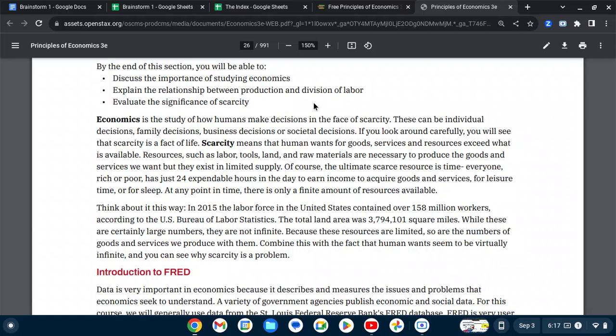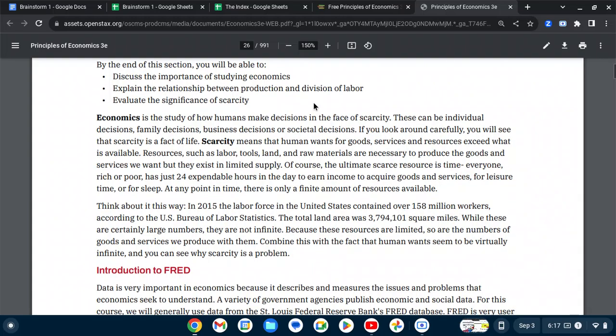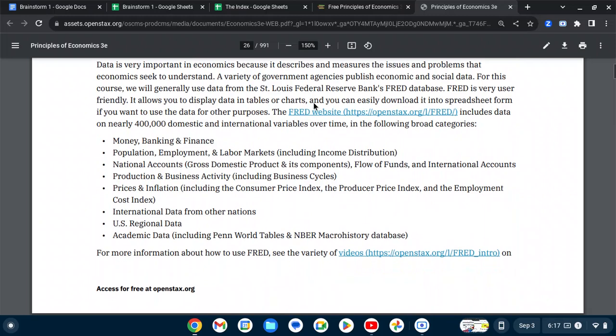Bureau of Labor Statistics. The total land area was 3.8 million square miles. While these are certainly large numbers, they are not infinite. Because these resources are limited, so are the numbers of goods and services we produce with them. Combine this with the fact that human wants seem to be virtually infinite, and you can see why scarcity is a problem.